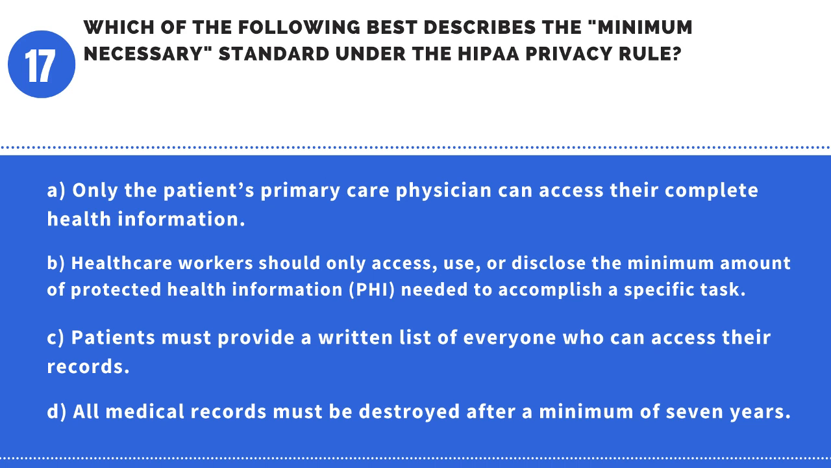Question 17. Which of the following best describes the minimum necessary standard under the HIPAA privacy rule? A. Only the patient's primary care physician can access their complete health information. B. Healthcare workers should only access, use, or disclose the minimum amount of protected health information, PHI, needed to accomplish a specific task. C. Patients must provide a written list of everyone who can access their records. D. All medical records must be destroyed after a minimum of 7 years.